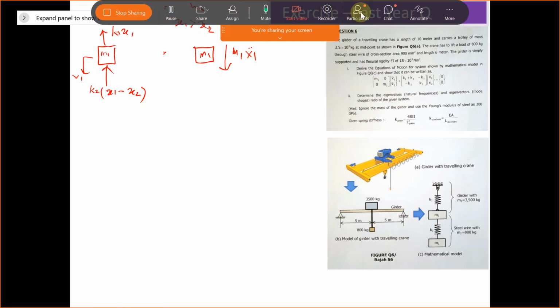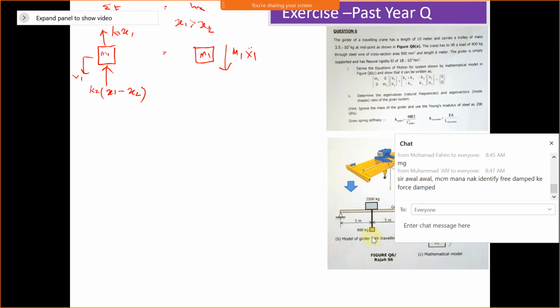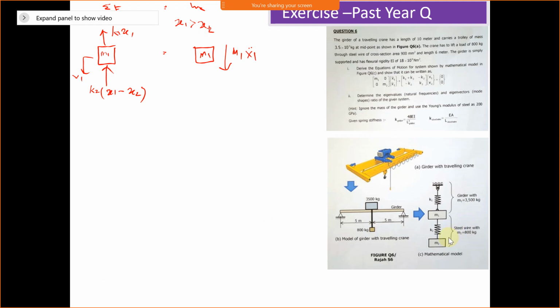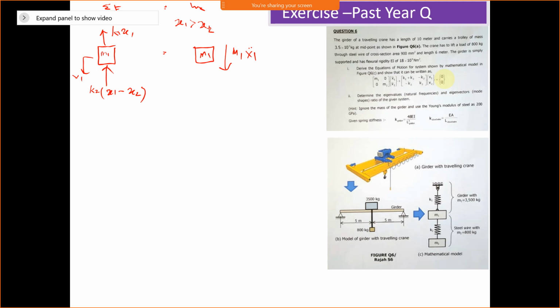Ada soalan tadi, sekejap saya buka. Asal macam mana nak identify free dampened ke force dampened? Okay, this one adalah free dampened lah sebab dia tak ada force yang included dekat benda ni. Kita tak ada external force. Kalau yang force dampened ada force. So meaning to say that dekat bahagian kanan dia akan ada force. Macam ni kosong lah. Sebab kosong maksudnya free dampened lah. Dia tak ada external force yang terlibat. Alright. This one we consider as free dampened lah. Okay.